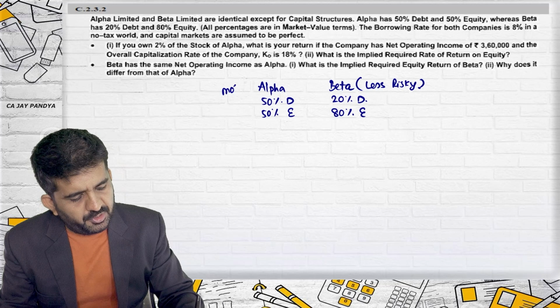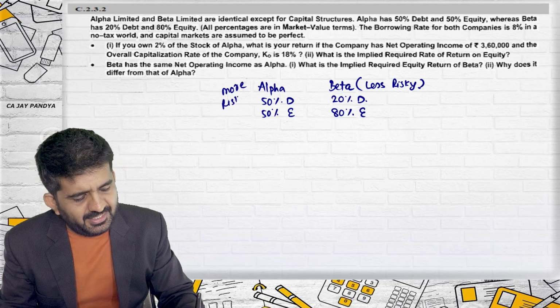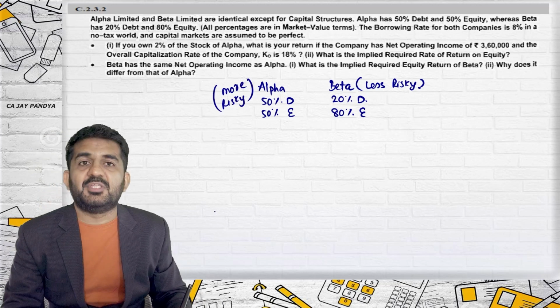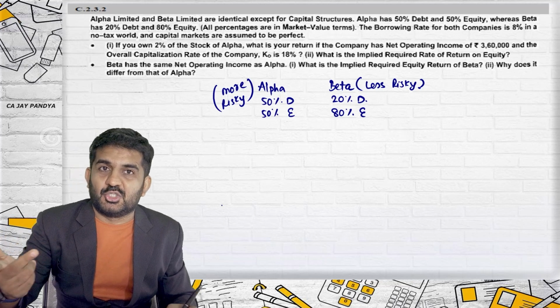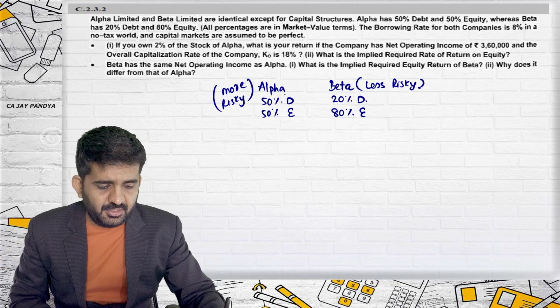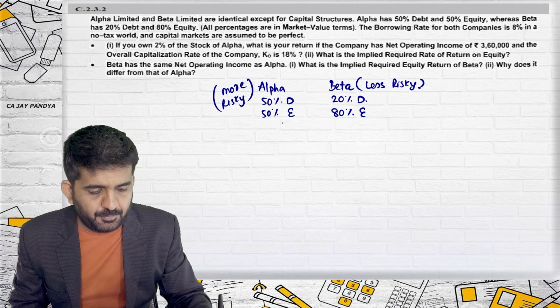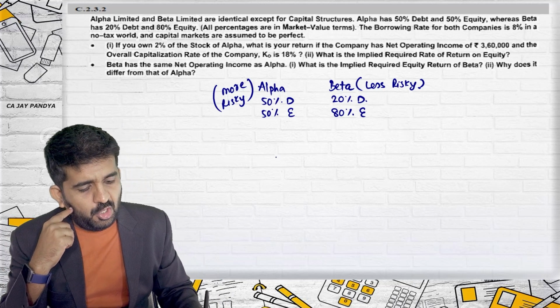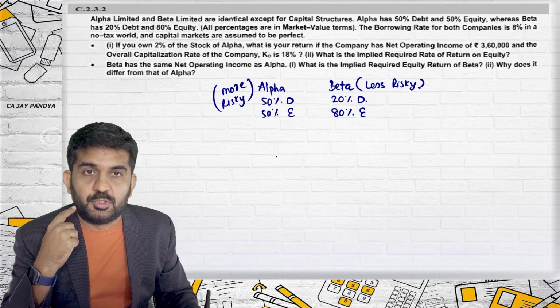This is more risky. I am writing it because something which is on the left hand side does not always mean it is less risky. Here Alpha is more risky because the debt proportion is more. All percentages are in market value terms.